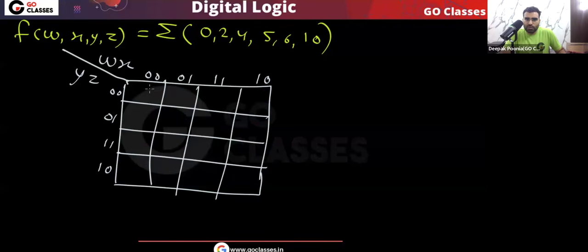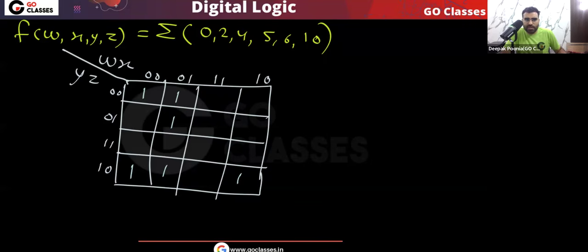So let's fill the K-map here. 0, 2, 4, 5. This is cell 0, so here the function value is 1. For these cell numbers the function value is 1, so you can see 0, 1, 2, 3, 4, 5, then 6, 7, 8, 9, 10, 11. That's it, we have filled it. So this is the K-map. Now in this K-map, I don't actually need to label the areas because we are not finding the minimal SOP expression. We just need to find the prime implicants, so there is no need to label the areas.